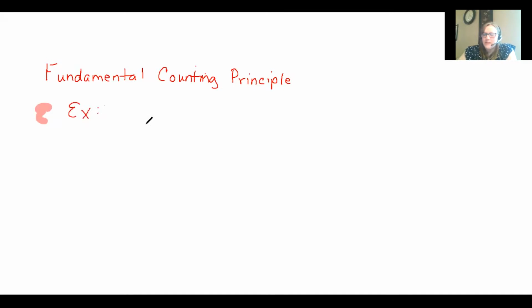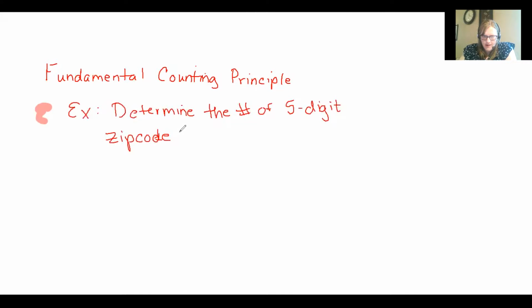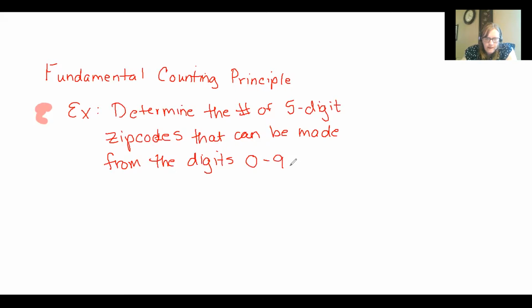Okay, so example. Let's say we want to determine the number of 5-digit zip codes that can be made from the digits 0 to 9. And we want to assume that those digits may repeat.